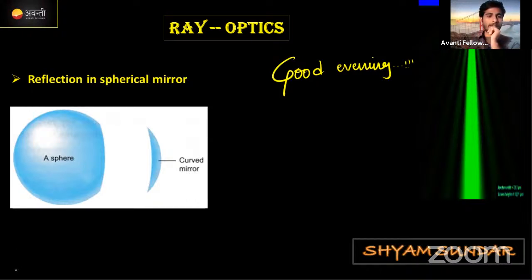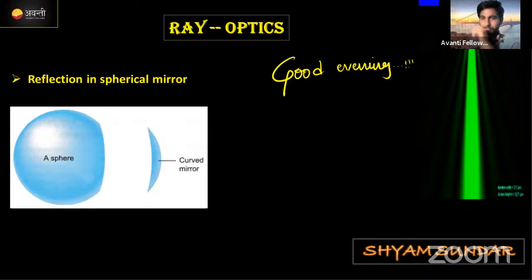Up to last class, we discussed plane mirrors and the reflection process that happens in a plane mirror. We discussed it completely, and we also solved a few good numerical problems. I hope you understood the concept I taught you up to yesterday's class. From today onwards, we are going to discuss the reflection of light, but not with plane mirrors. From here onwards, we're going to consider spherical mirrors.